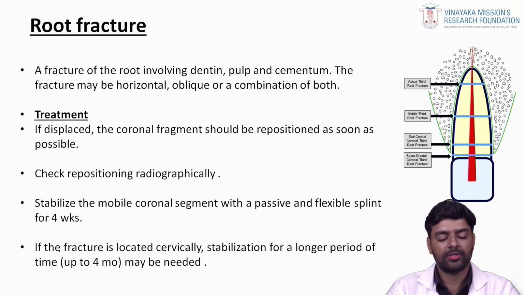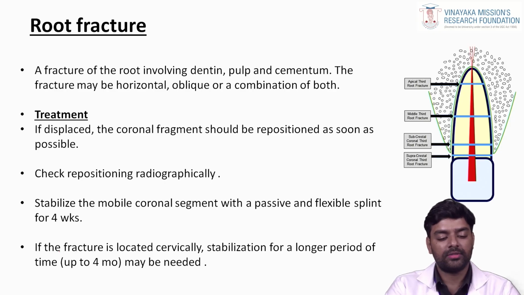Then moving on to the next topic, root fracture. The fracture of the root involves dentine, pulp and cementum. The fracture may be horizontal, oblique or a combination of both. This picture shows the fracture lines: the first is in the supracrestal coronal third of the root, the second line shows the subcrestal coronal third root fracture, the third line shows the middle third root fracture, and the last is the apical third root fracture.